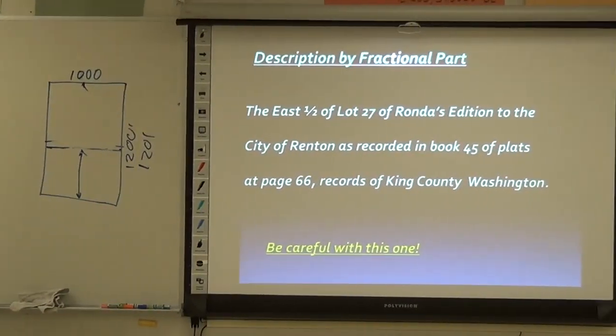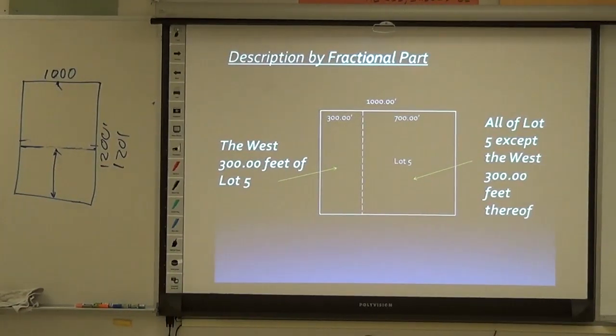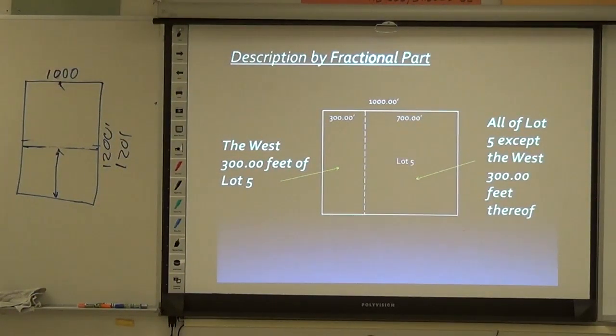That's why I put that there. Now, this is a description by fractional parts: the west 300 feet of lot 5, and all of lot 5 except the west 300 feet. This is what I was just talking about.